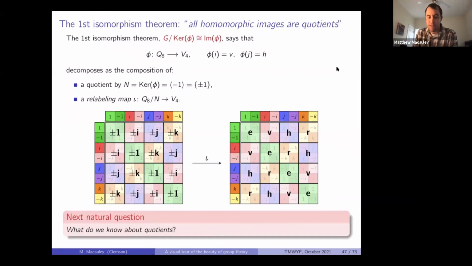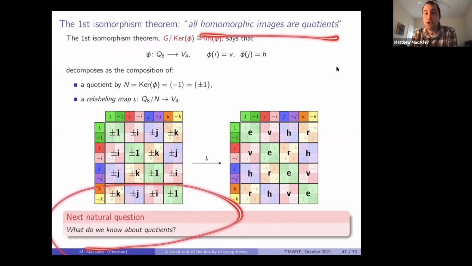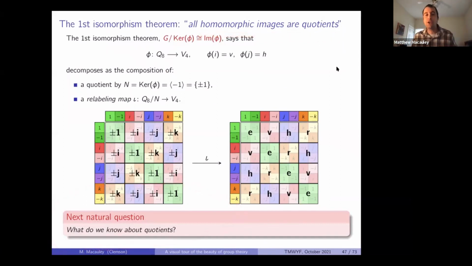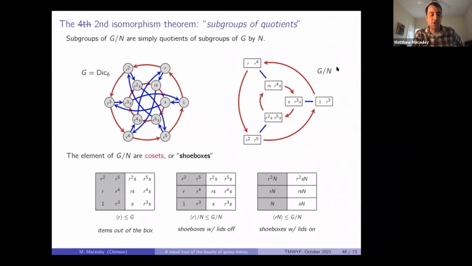So if every homomorphic image is a quotient, what's the obvious thing to ask? What do we know about quotients? What's their structure? What are their subgroups like? What are their quotients like? So the second isomorphism theorem, which everyone calls the fourth, if they even include it, characterizes subgroups of quotients.